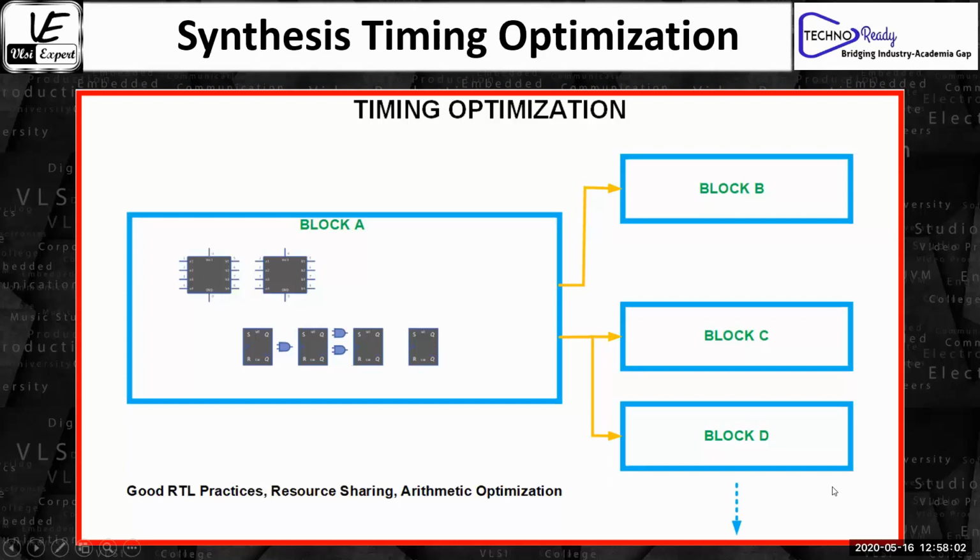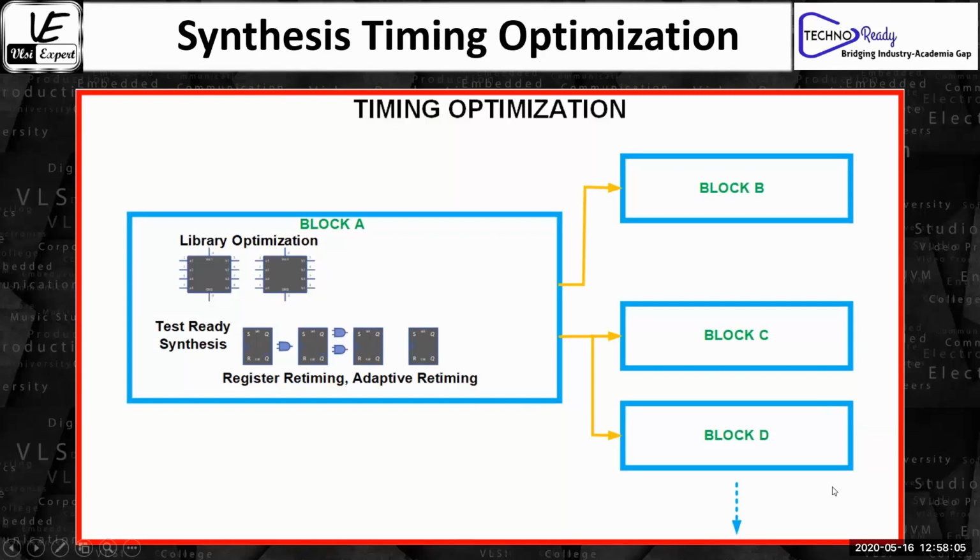Next, if you focus on this block A, the first thing we are mentioning is library optimization. Usually every tool vendor provides you an inbuilt library of designs. Your synthesis tool tries to read in that library, optimize and match your design from those building blocks, and then size them directly. That is the library-based optimization part, and we'll explain a little bit how the tool does that.